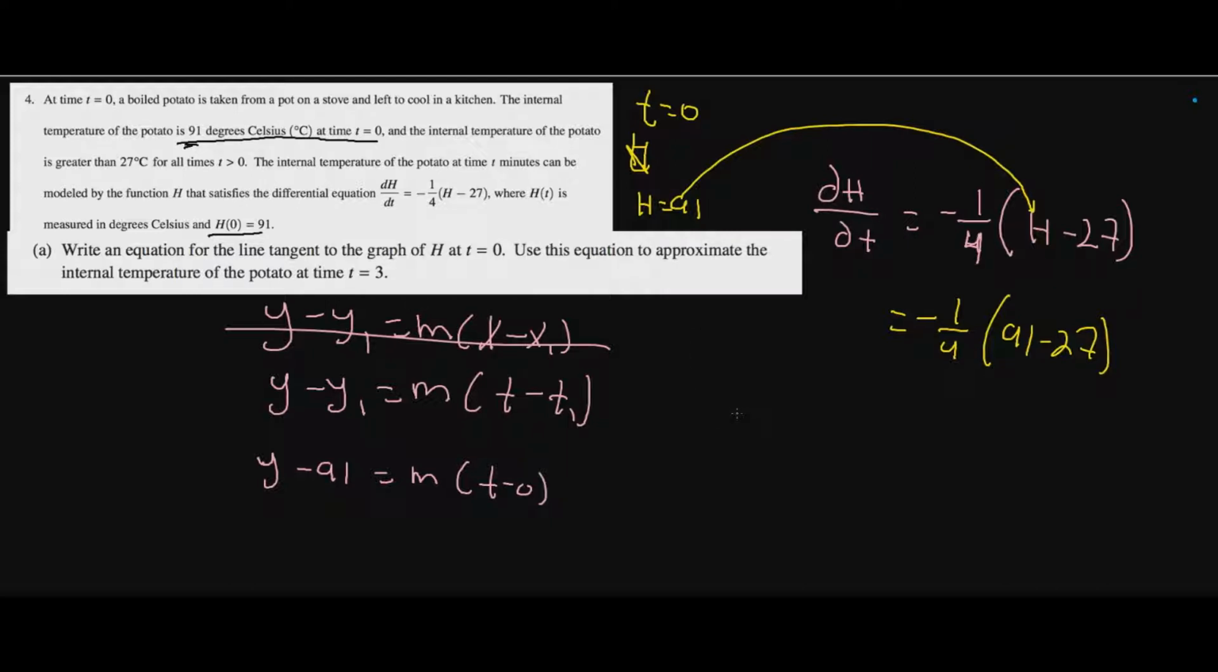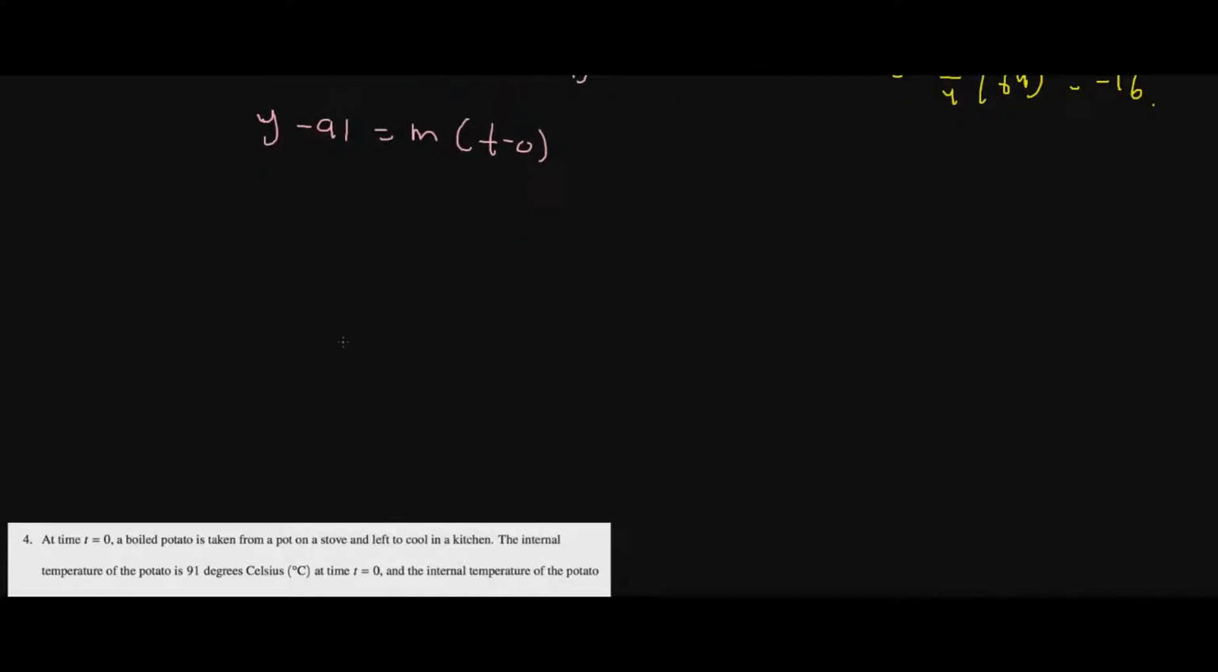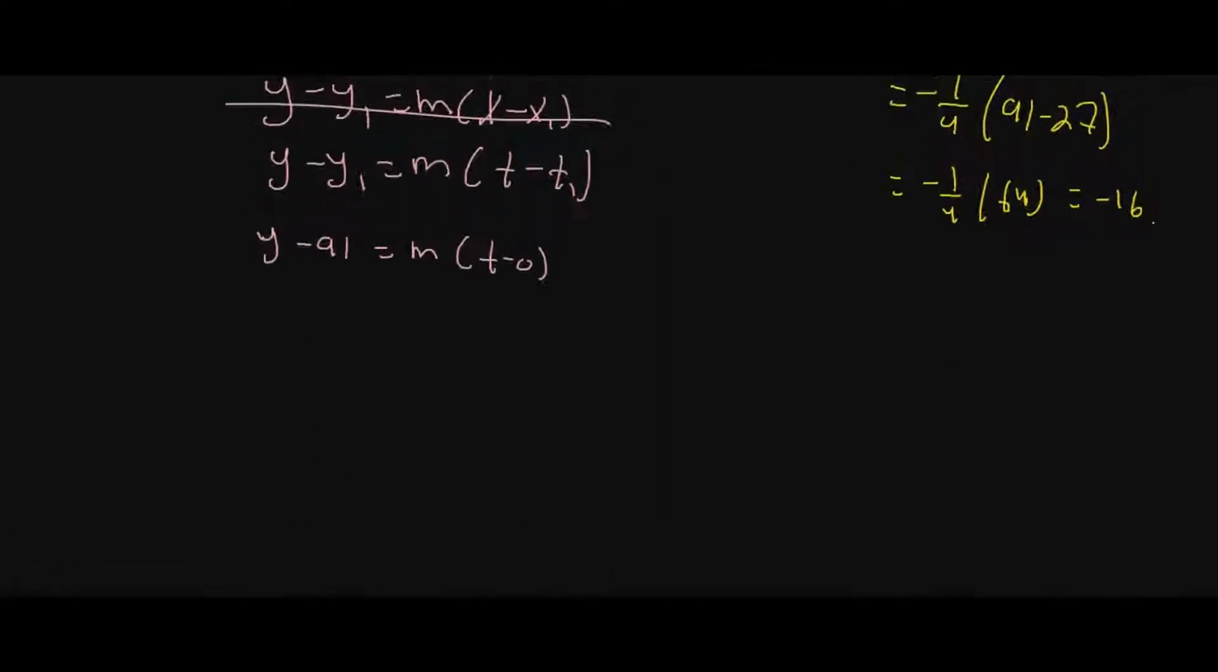91 minus 27 divided by negative 1/4. 91 minus 27 is 64. So we get negative 1/4 times 64. 64 divided by 4 is 16, but with the negative, this is negative 16. So now I know, without a doubt, this is y minus 91 is equal to negative 16 times t minus 0, okay? And that right there is going to give me alone 2 points. 1 point for this, 1 point for that.